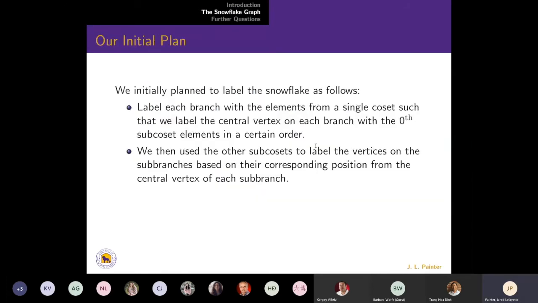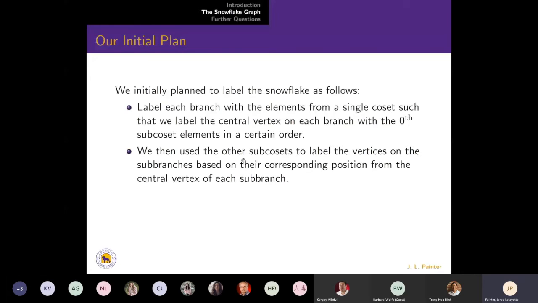Okay, so what was our plan here? How were we planning on labeling this snowflake graph? Well, we saw something that seemed to work right away. Our initial thought was to label each branch with the elements from a single coset, such that we label the central vertex on each branch with the 0th subcoset elements in order. So all of those central vertices that we overlaid the paths of length R on, we would put just the 0th subcoset elements on those central vertices.